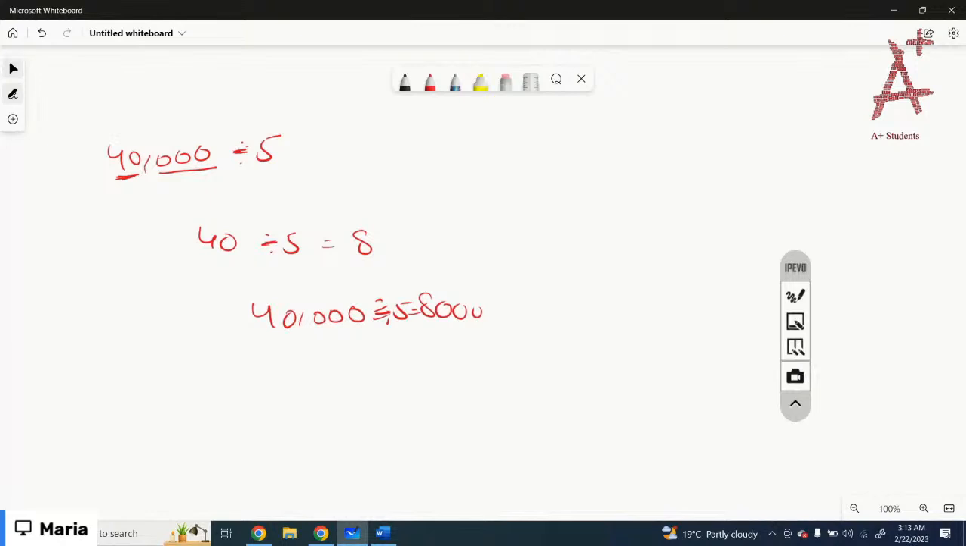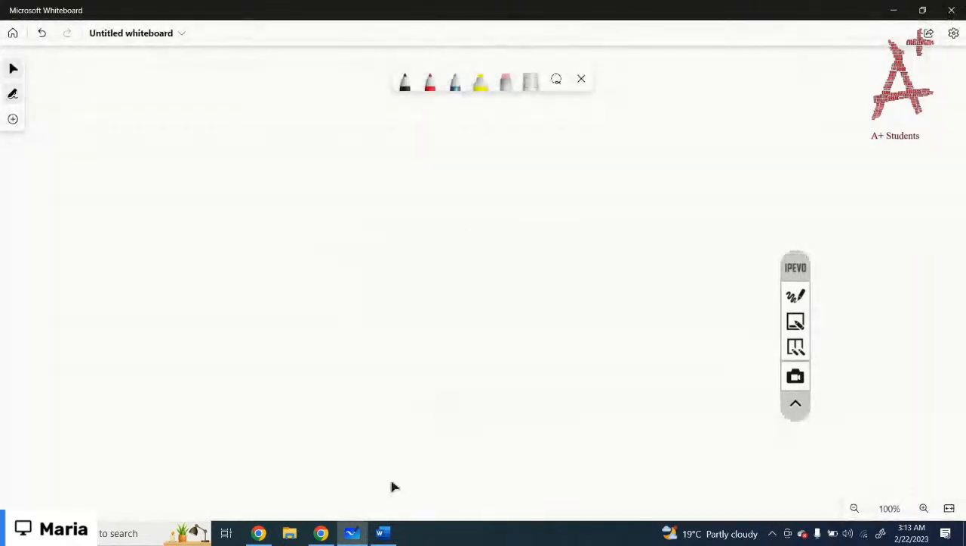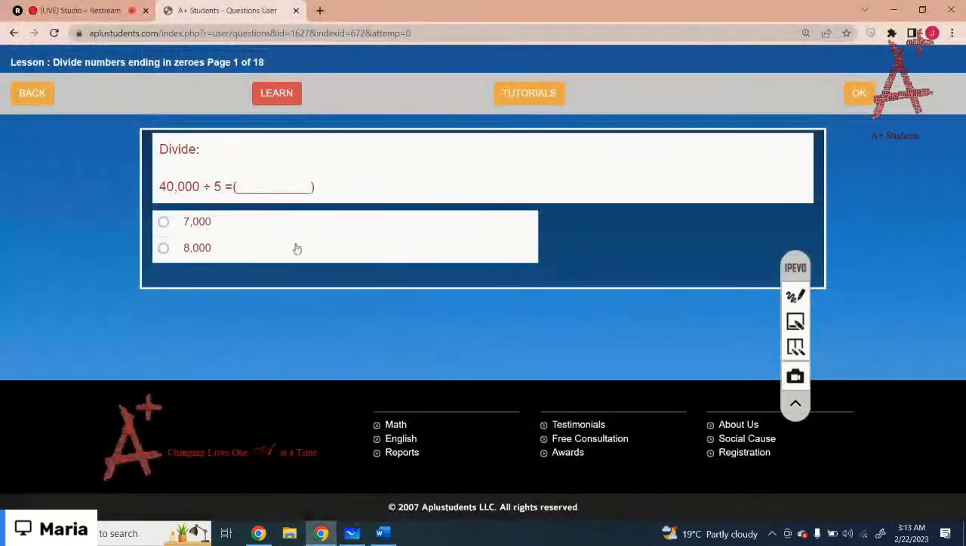Got it? So the correct option is 8,000. So just select the correct option and click on the OK button.